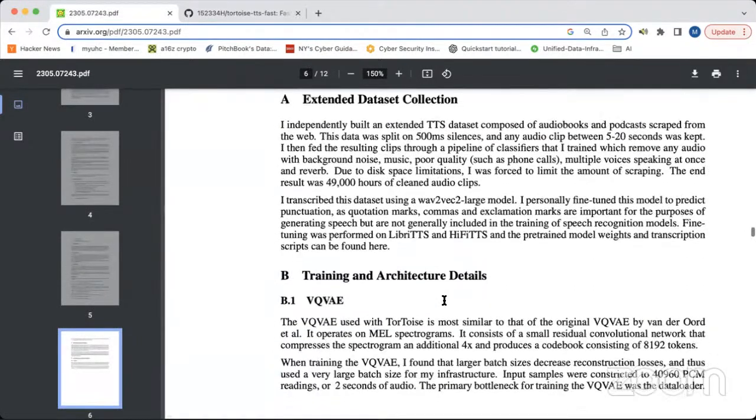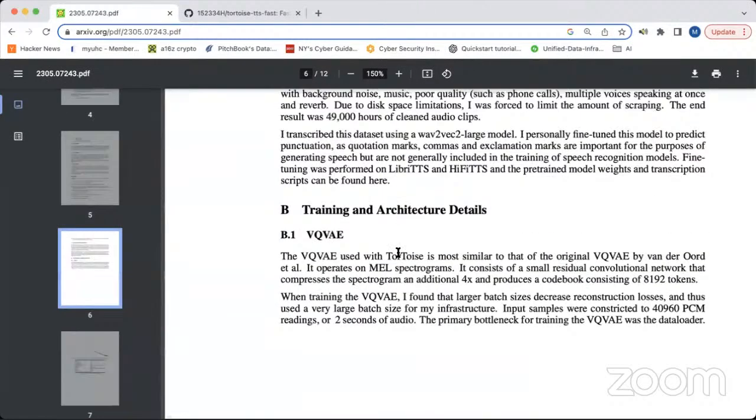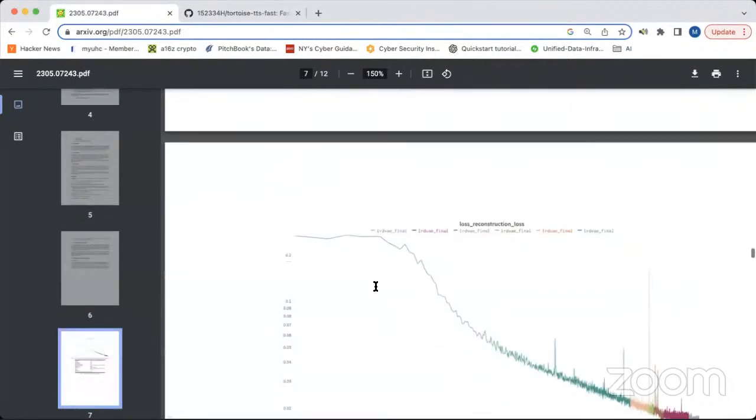What I found interesting other than this was he has given some guidance as to the training and the architecture details. If folks are interested, read through that.